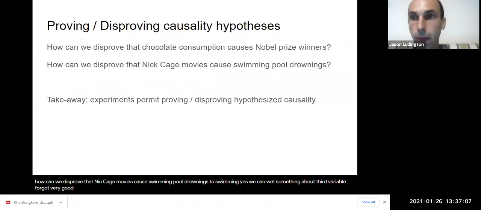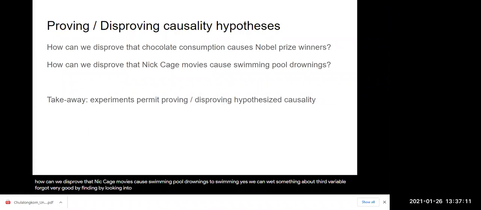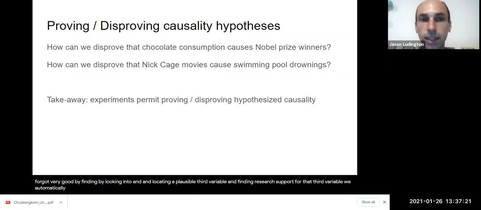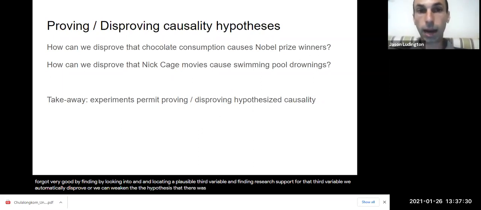Very good. By looking into and locating a plausible third variable and finding research support for that third variable, we automatically disprove or weaken the hypothesis that there was a direct causal connection between the two variables initially.